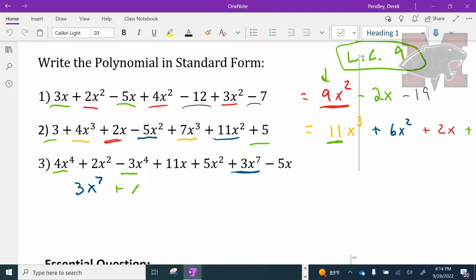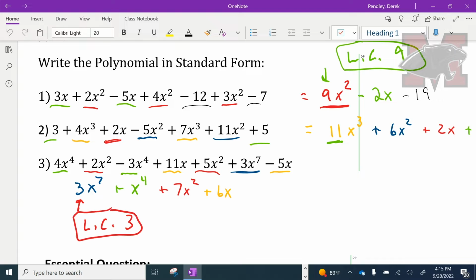I don't see any x cubes, but I do see some x squareds. I have 2 plus 5 gives me 7x squared. And the x's here, I have 11 and negative 5, so I have a plus 6x. And again, for my leading coefficient, I only care about the first term because it's the highest degree term, and the leading coefficient there is 3.